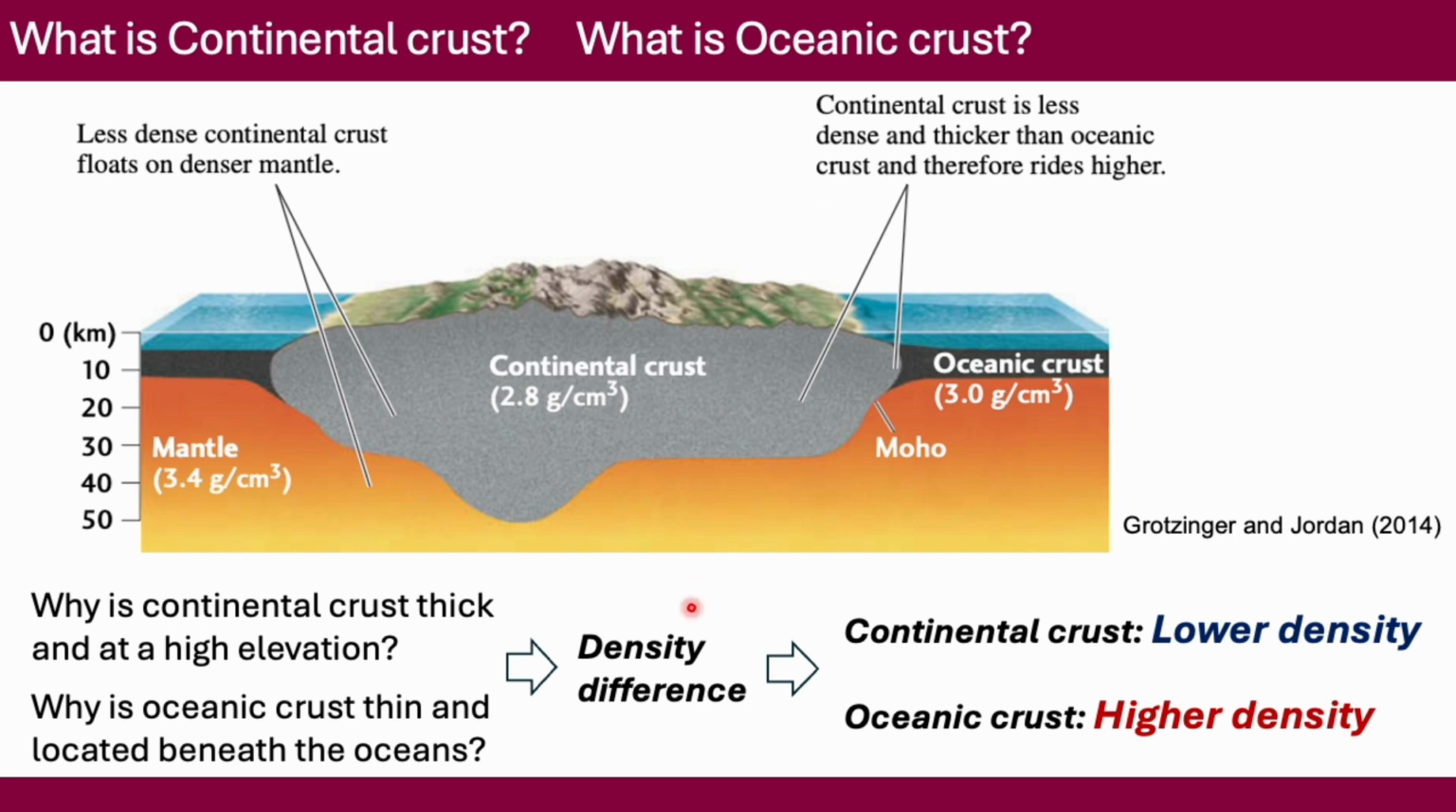The main reason is the difference in density. The continental crust has a lower density than oceanic crust. So that's why the continental crust is more buoyant and remains at a higher elevation. In contrast, oceanic crust is denser, so it sits at a lower level and forms the deep oceans.